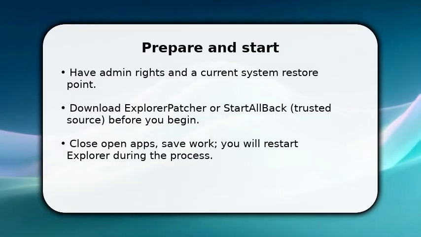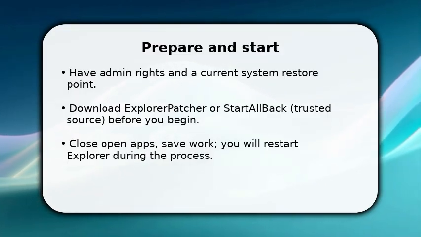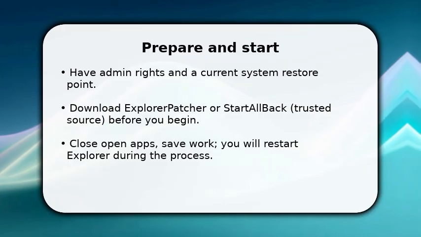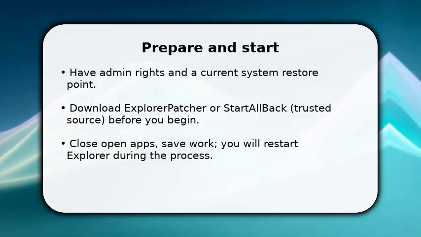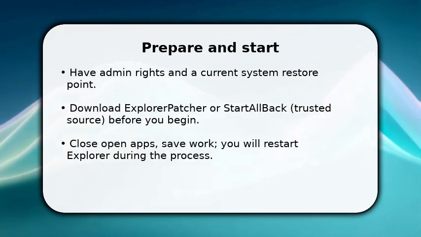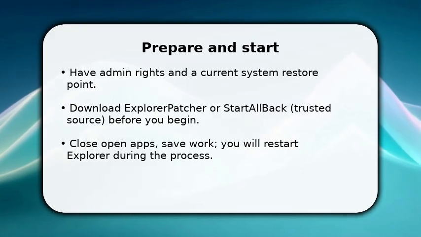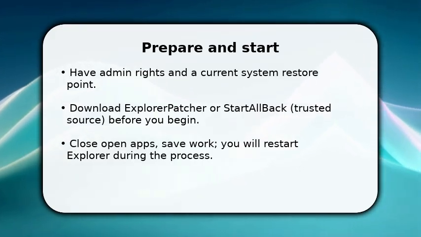You start by preparing. Make a system restore point and confirm you have administrator rights so changes are reversible. Next, download a trusted utility like Explorer Patcher or Start All Back. These tools provide the safe UI option Windows 11 omits.